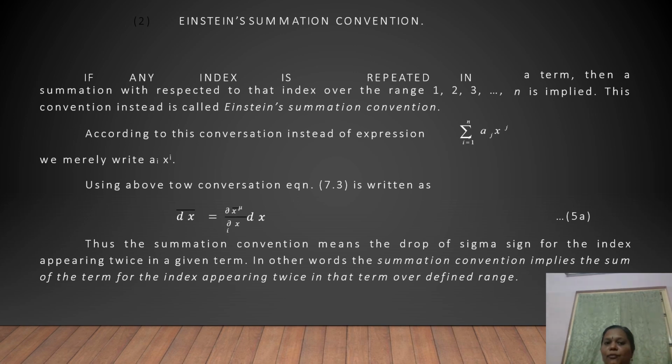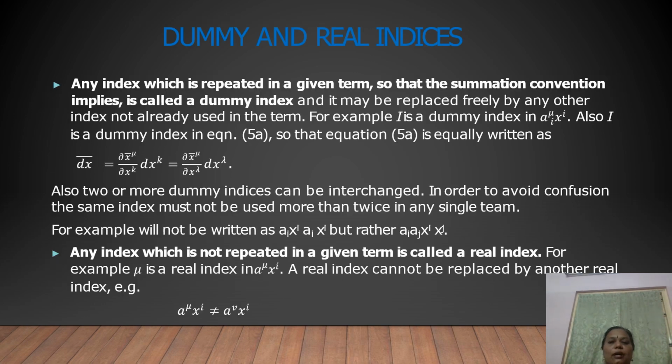So I repeat, if any index is repeated in a term, then a summation with respect to that index over the range 1 to n is applicable. This convention is called Einstein summation convention. So there are two different indices. One is the dummy index, the other is the real index.